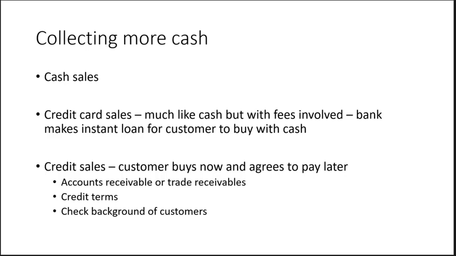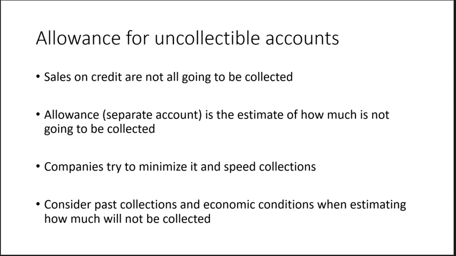And we want to check and see their financial condition to try to see what the possibility of that happening is, and try to reduce that possibility by only selling to customers that we think are pretty sure are going to pay us. So we might check their credit. But despite that, there may still be a possibility that they will not pay us. And that's what we call the allowance for uncollectible accounts.